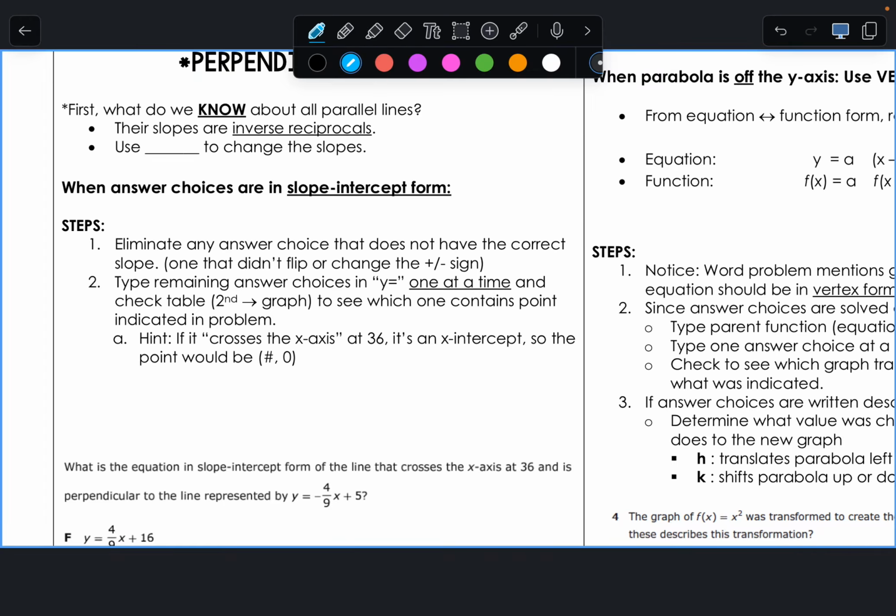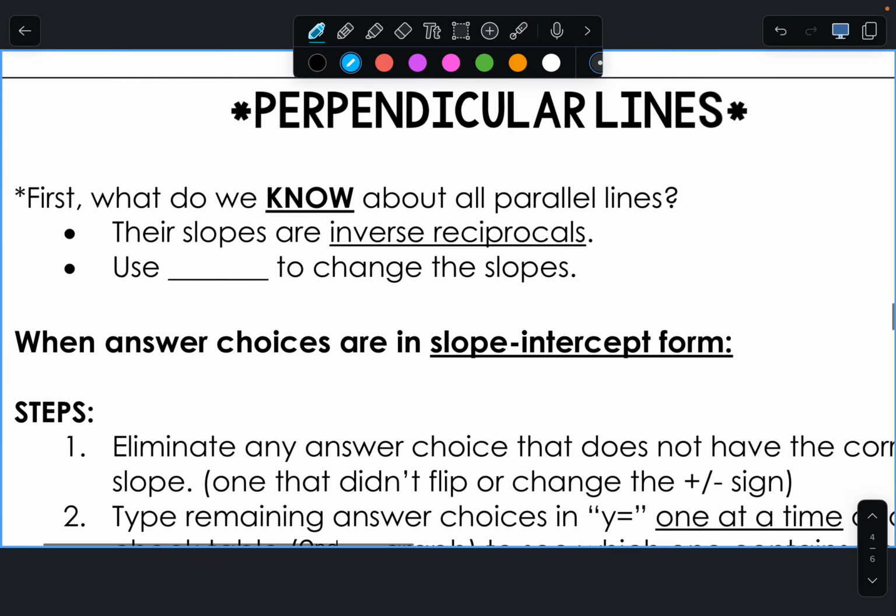Perpendicular. First, what do we know about perpendicular lines, not parallel? Perpendicular lines. They intersect. Yes, their slopes are inverse reciprocals. What do we use to change the slope? It was an acronym. Think chicken.